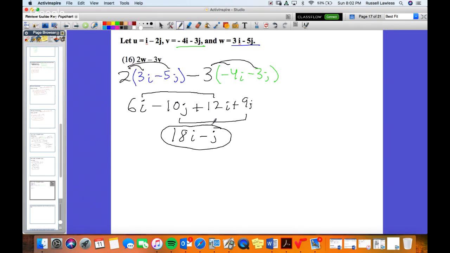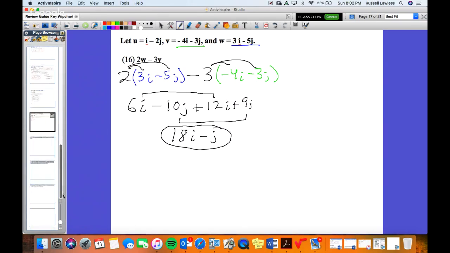All right. So before we move into the nitty-gritty word problems, any questions on vector addition? All right, if that's the case, let's get it going.